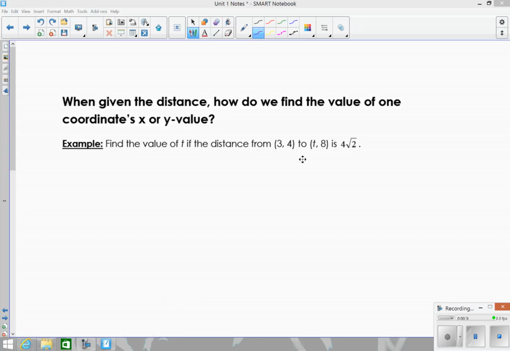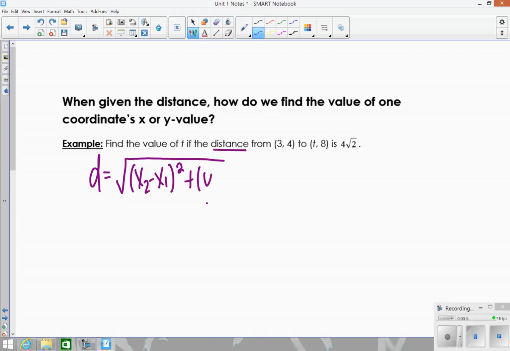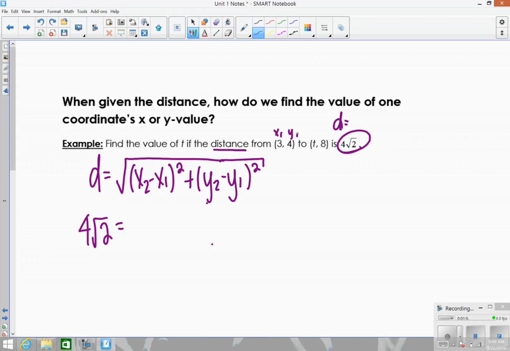So you're trying to find the value of this x coordinate. What you're going to do is use the distance formula because they're giving you the distance. If they're giving you the distance and you have 2 coordinates, you plug into the formula. That's the relationship you have between these 3 things. The distance formula is the square root of the change in x's squared plus the change in y's squared. My distance is 4 radical 2, so that goes in. This is going to be your x1, y1, and this will be your x2, y2.